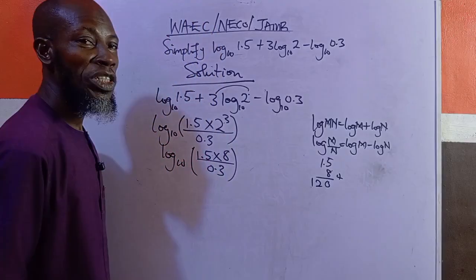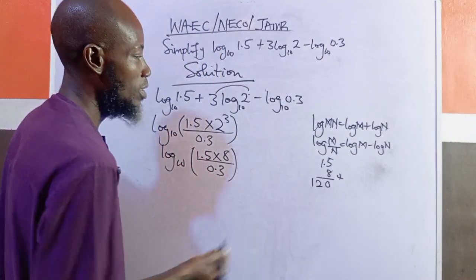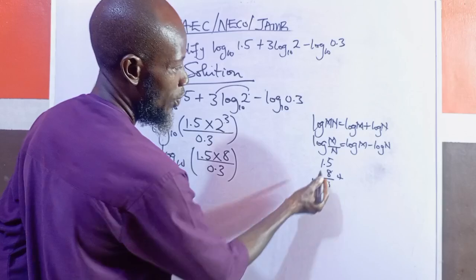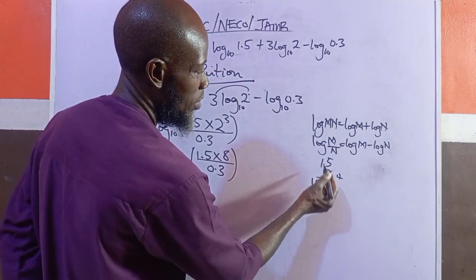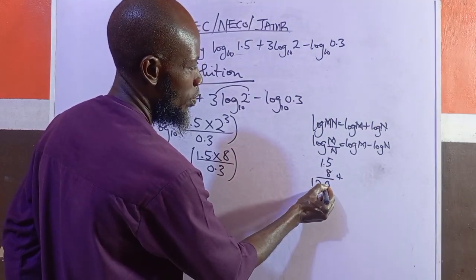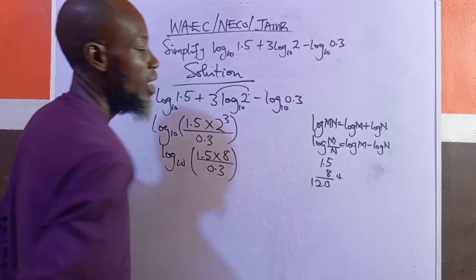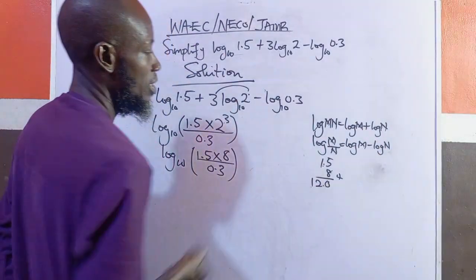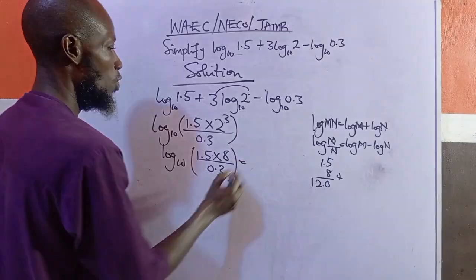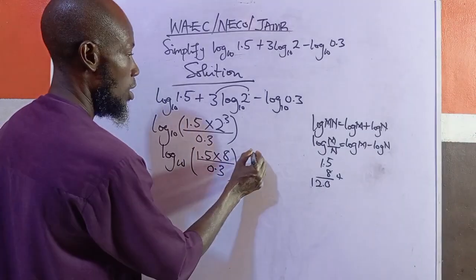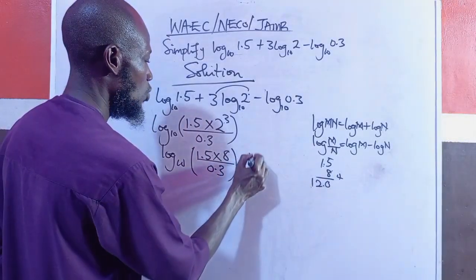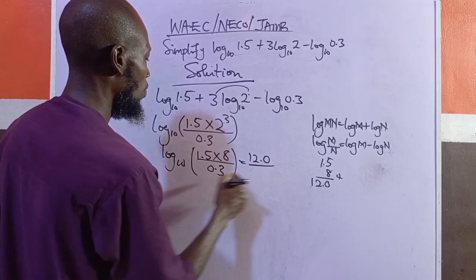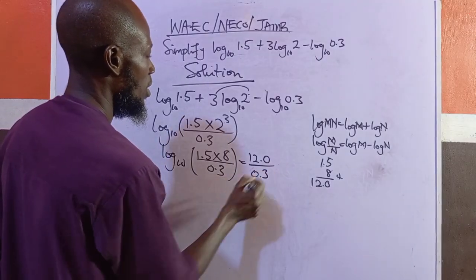So now how do we determine the decimal place? If you look at this, we only have one decimal place there. So we are going to place the decimal point after the last digit. So for this one, we have log of 12.0 all over 0.3.